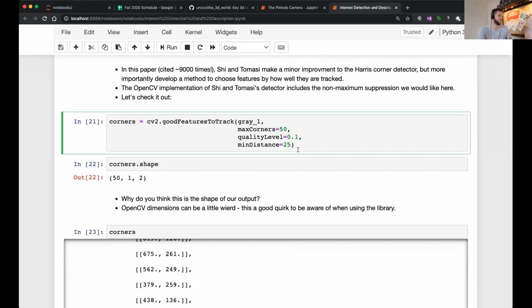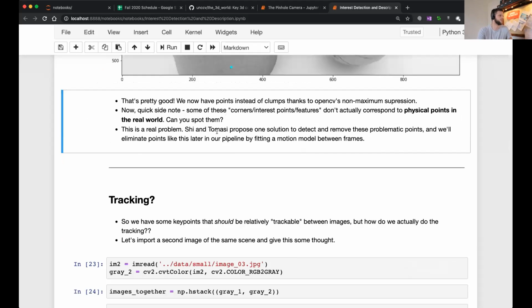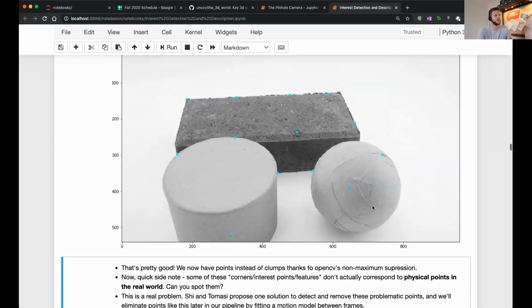So if I made this really big, like 100, I should be able to spread those out. And there's other parameters you can change. This is a little better now, maybe, right? It's detected less points, but they're a bit further apart. And the cylinder is very bland, right? It's hard to get good points on there.